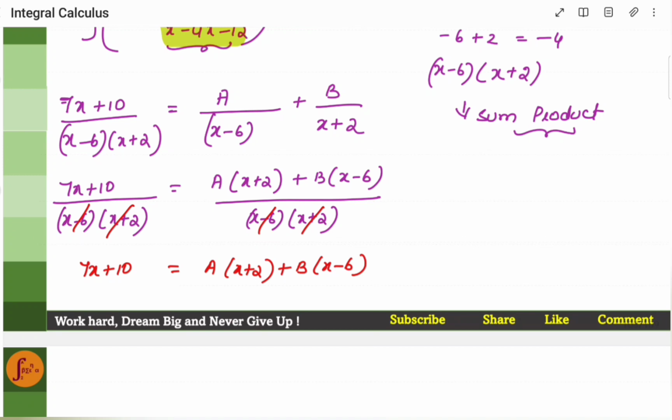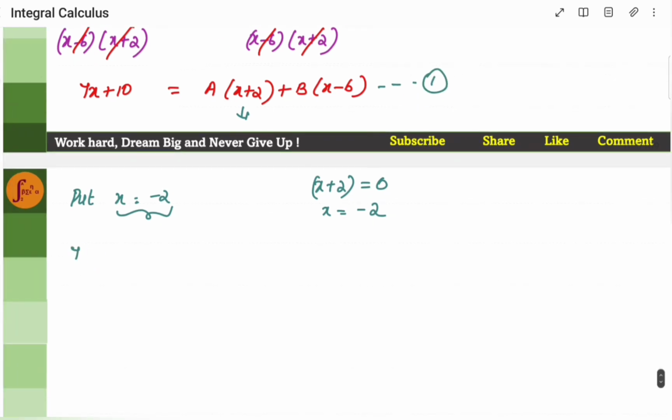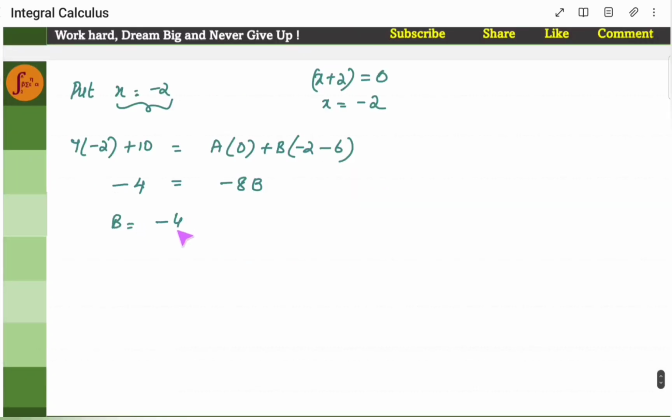So we are left with 7x plus 10 is equal to a into x plus 2 plus b into x minus 6. Now I'll put x is equal to minus 2. If you equate x plus 2 to 0, you get x is equal to minus 2. Now put x is equal to minus 2 in this equation. So I'll get 7 into minus 2 plus 10 is equal to a into 0 plus b into minus 2 minus 6. So I'll get minus 8b is equal to 4, so b is equal to 4 by minus 8, which is nothing but half. So b is equal to half.